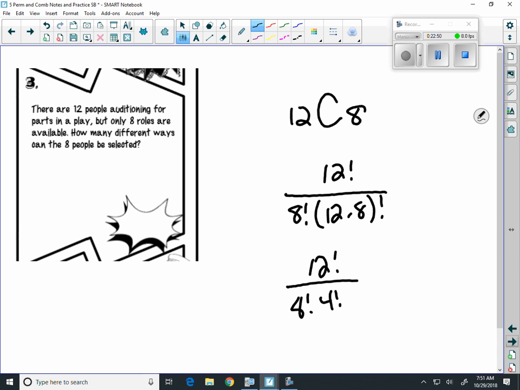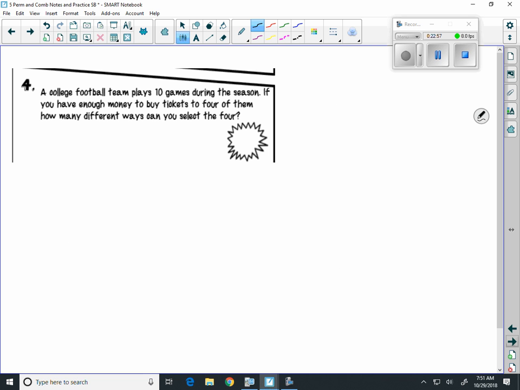You get 495. All right, 495. Right, number 4. A college football team plays 10 games during the season. If you have enough money to buy tickets to 4 of them, how many different ways can you go? So this would be 10 combination 4.